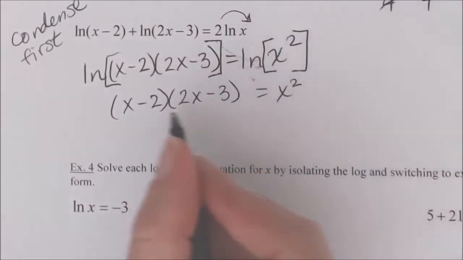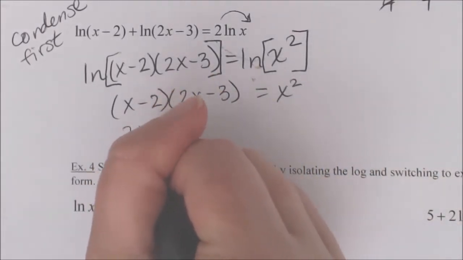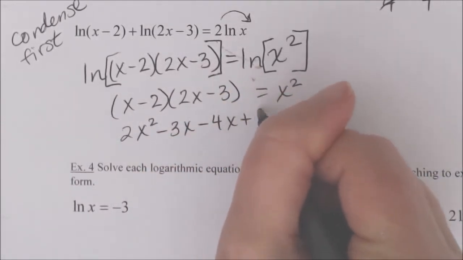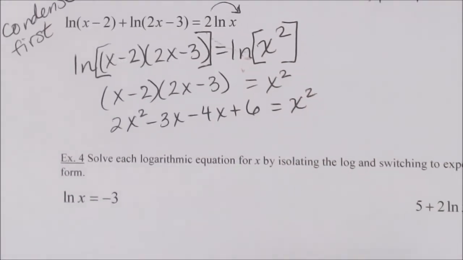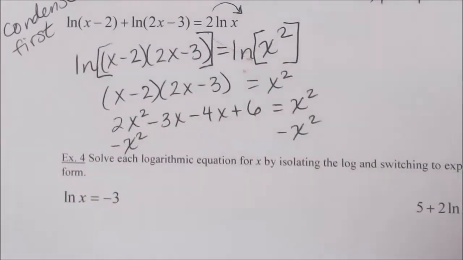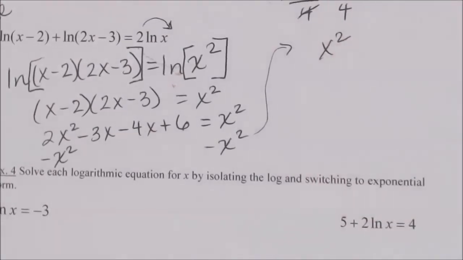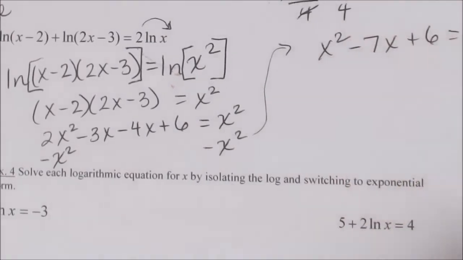And then let's FOIL that left side so we can see about factoring and using the zero product property. We're going to get 2x^2 - 3x - 4x + 6 = x^2. We need to get all the x squareds to one side and set it equal to 0. So I would go ahead and move the x squared to the left side. So then we have x^2. You notice that I had a negative 3x and a negative 4x. So that gives me -7x + 6 = 0.